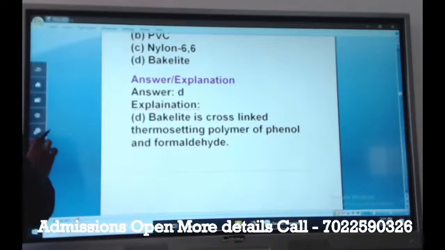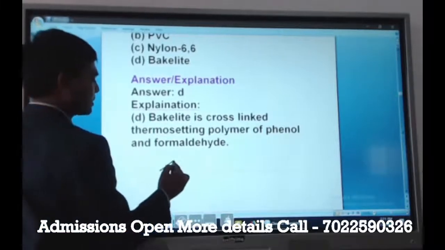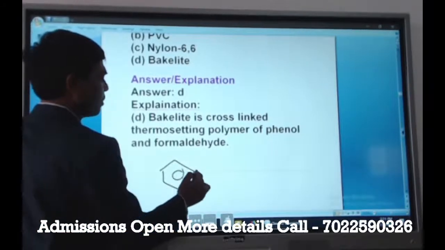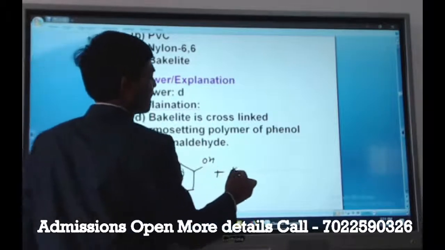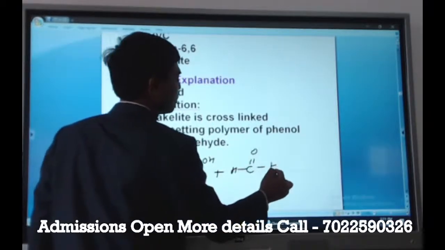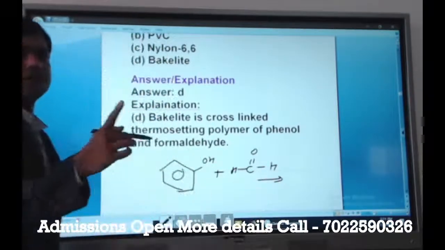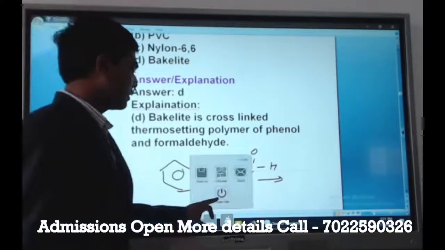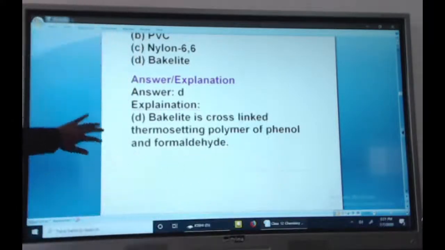Okay, and how has it been formed? You can remember it like this. Phenol and formaldehyde, that means C double bond O, H. It forms a continuous, straight cross-linked polymer. Okay. Next.